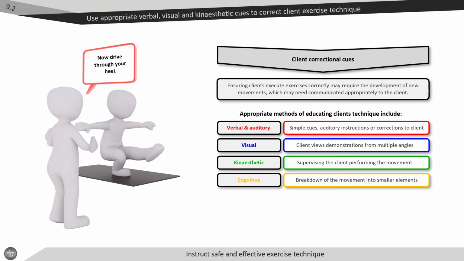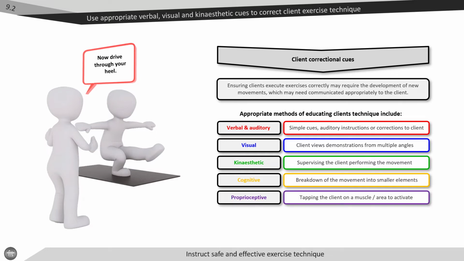A cognitive approach may be used, which may include the adaptation of a previously learned movement or the breakdown of a complex movement into smaller, less complex elements. And finally, you may use a proprioceptive approach, which may include tapping the client on a muscle or specific area to focus that area for activation.